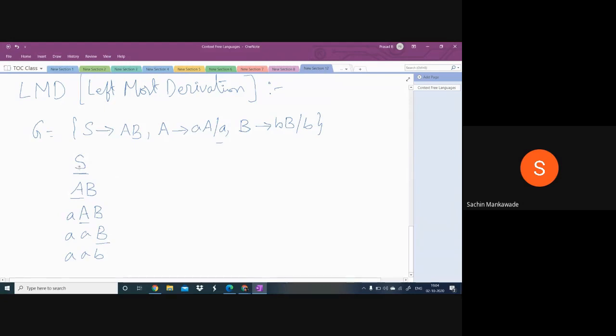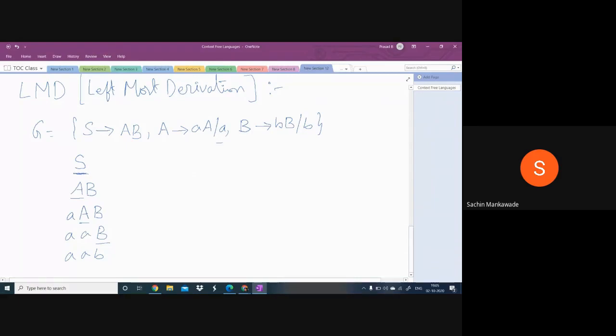So, when only one symbol is there, we can consider it as either the leftmost symbol or the rightmost symbol. Suppose in the queue there is only one person. That person is the first person and also the last person. Like that, when S is the only symbol, S is the leftmost symbol as well as the rightmost symbol.